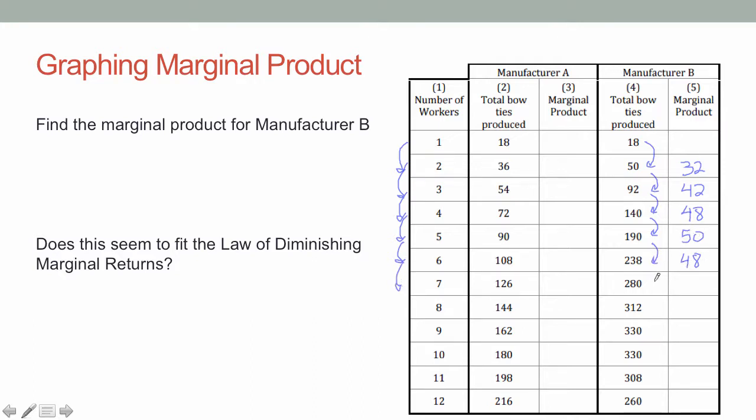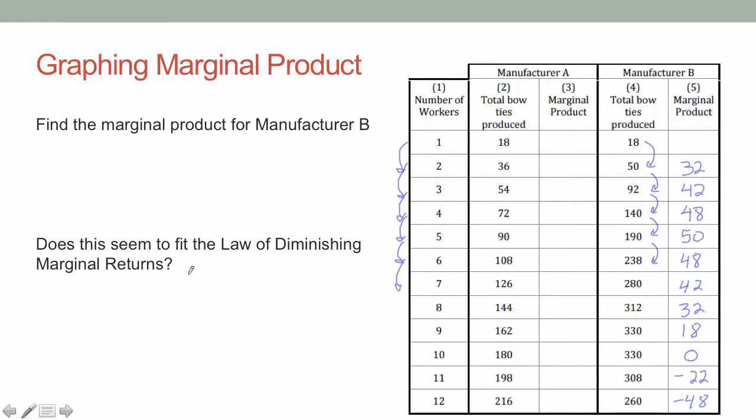Let's just go all the way. If we keep going all the way, we've got 42, 32, 18, 0, negative 22, and negative 48. All right, so there we go.